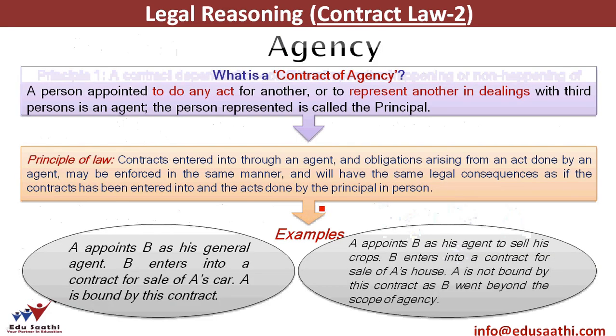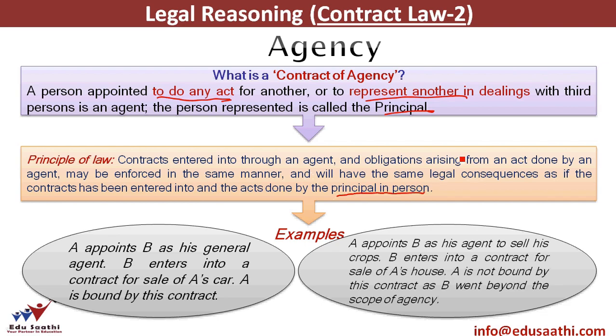Let's understand the concept of agency. What is a contract of agency? A person appointed to do any act for another or to represent another in dealings with third persons is an agent. The person represented is called the principal. So there is a person who represents the principal. That person is known as an agent. Principle of law: contracts entered into through an agent and obligations arising from an act done by an agent may be enforced in the same manner and will have the same legal consequences as if the contracts had been entered into and acts done by the principal in person.